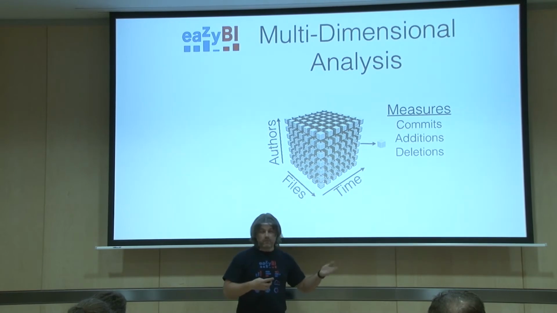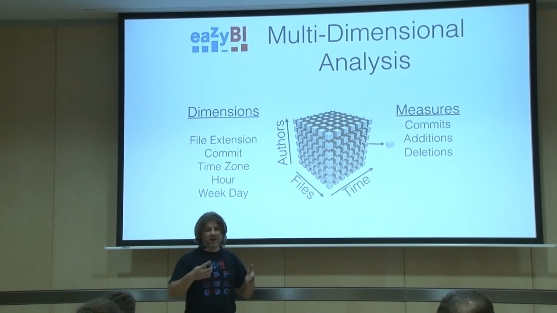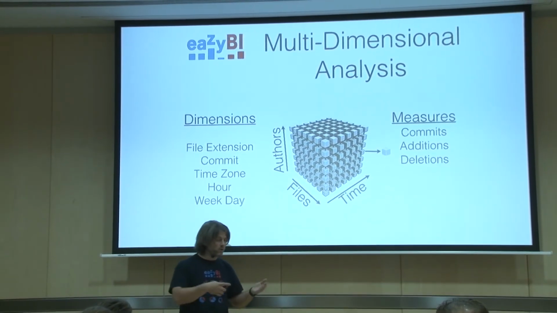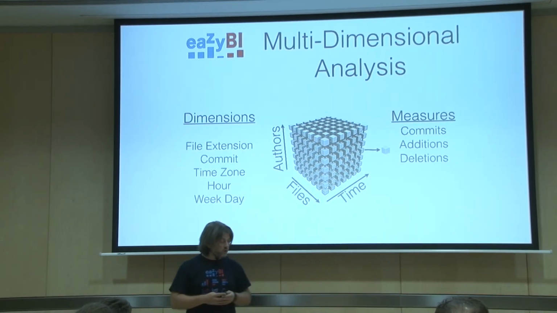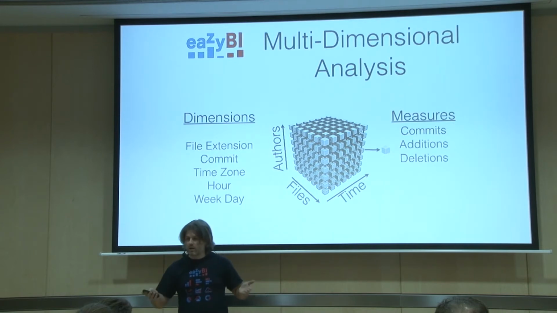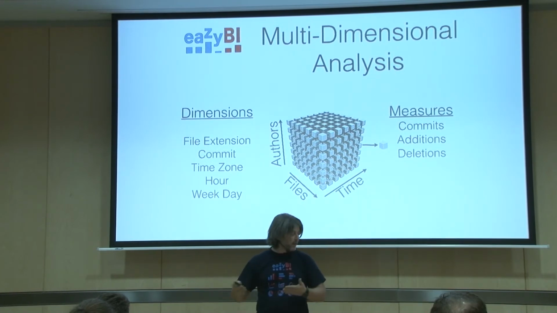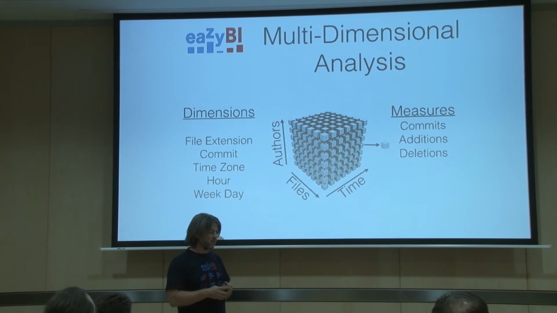And then from our commits, we can extract even more dimensions, like file extensions, or file types, whether these are code files or documentation and things like that, or individual commits. Also, if we have a multinational project, we can analyze by time zones, also by hour of the day, or by weekday, and see whether we can extract some interesting information out of that.